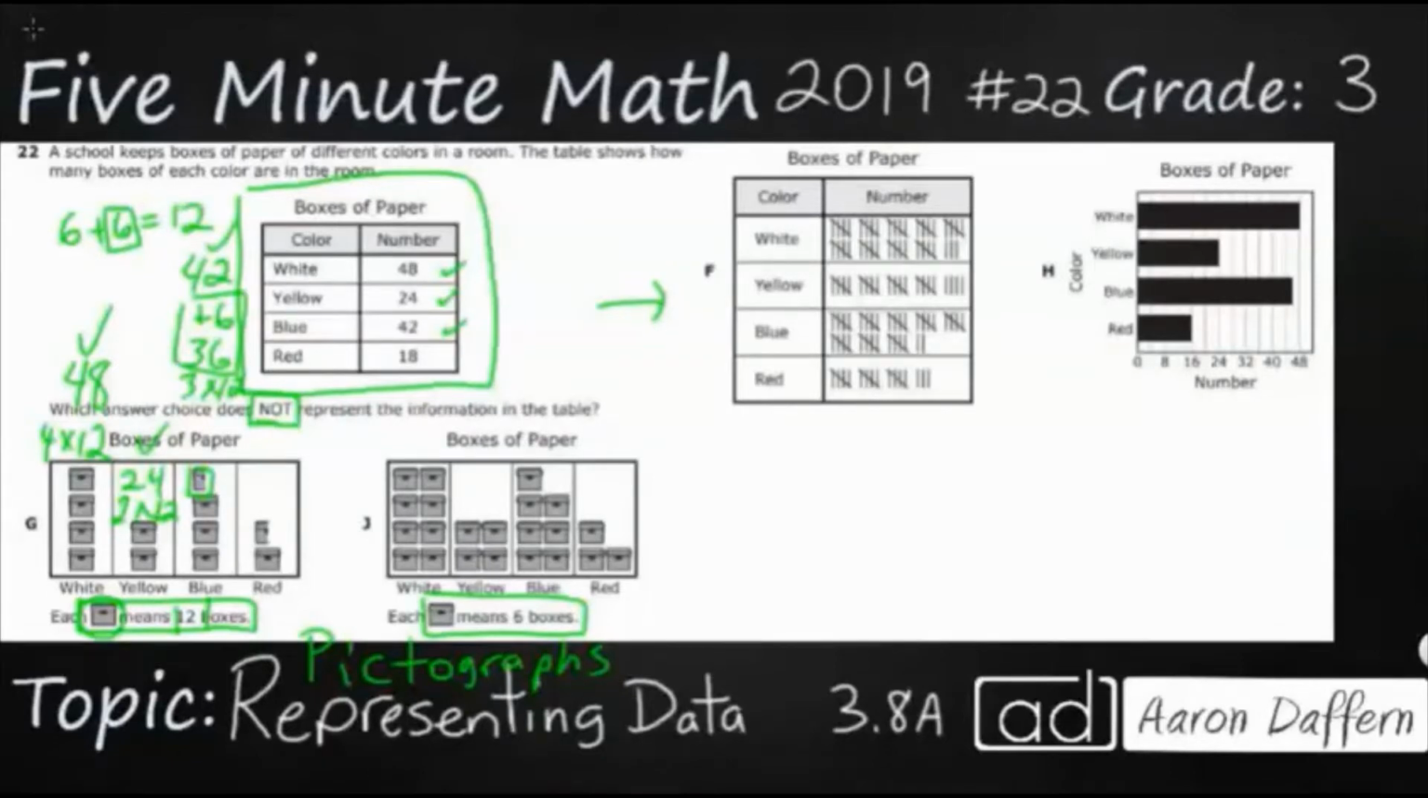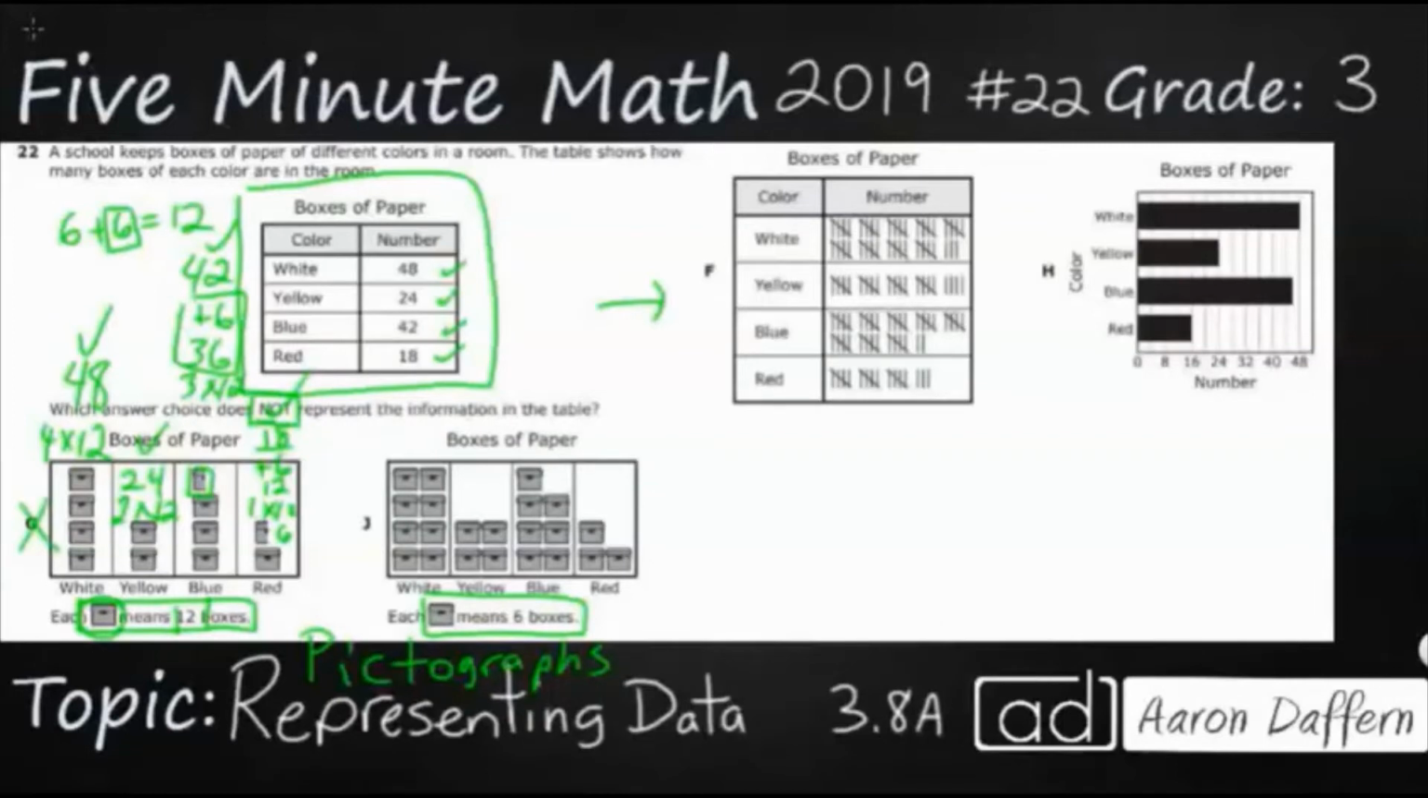And then finally, I've got 1 times 12. That's going to be 12. Then I've got another half, but now we know that's 6. So we're going to add 6, and we've got 18. So guess what? This is 100% correct, which means G is not the answer. Remember, we're looking for the one that says which one does not work.